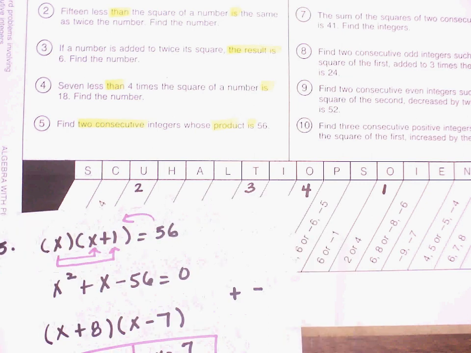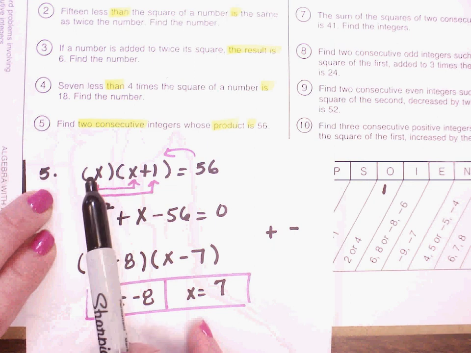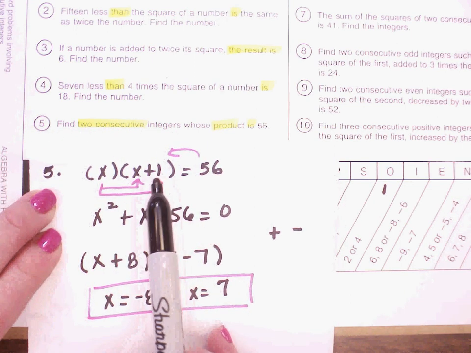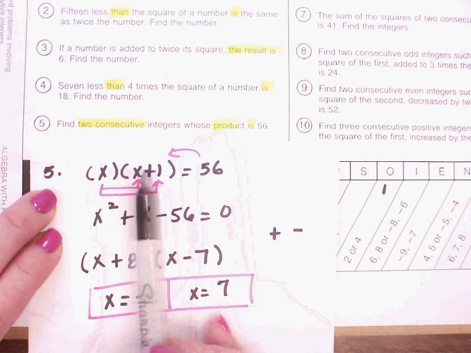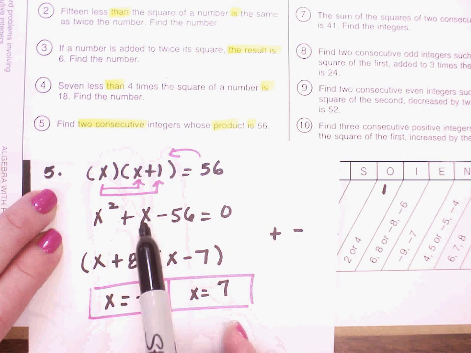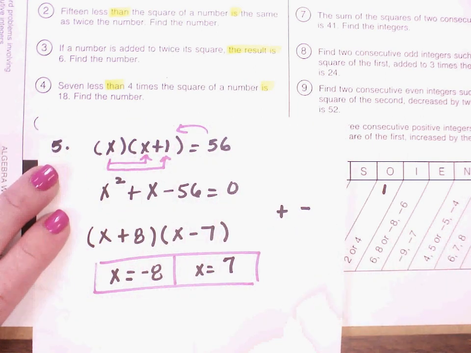Let me go back to it. 2 consecutive integers, so that will be x and x plus 1. Are we correct so far? Alright, whose product? We're multiplying is 56, right? X times x is x squared, x times 1 is x, and then minus 56. I think we're good.